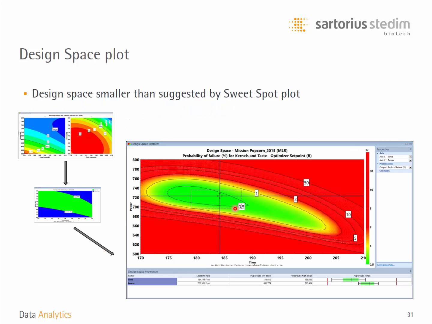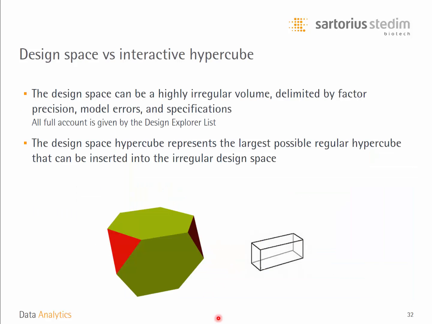So with this design space explorer plot, inside the MODDE 12 software, we are indicating the extent of the design space, and we also have a dotted frame which corresponds to the largest, you can say, regular geometrical structure that can be inserted into the often highly irregular design space volume. So the design space can be a highly irregular volume delimited by factor precision, model errors, and specifications, and of course also the number of factors and responses that are involved in a QBD investigation.